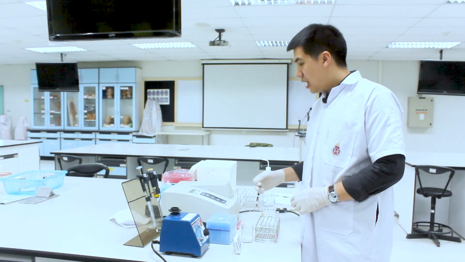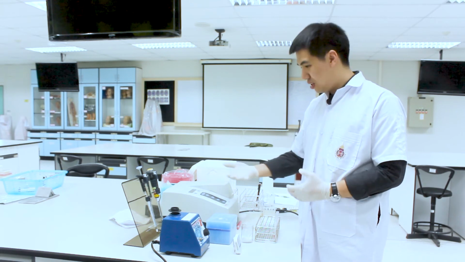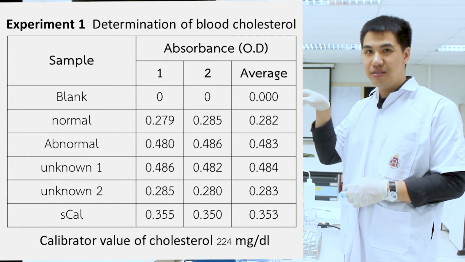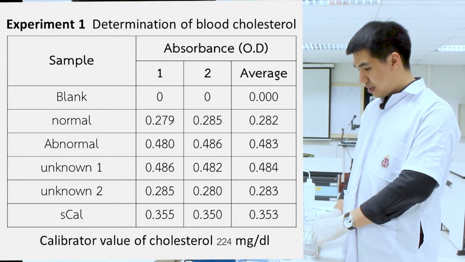Then I will repeat from step 1 to the last step again to get values from 2 or 3 experiments, and then I will show you the results in a table. The aim of this lab is for you to determine the values of the samples, which are unknown 1 and unknown 2.